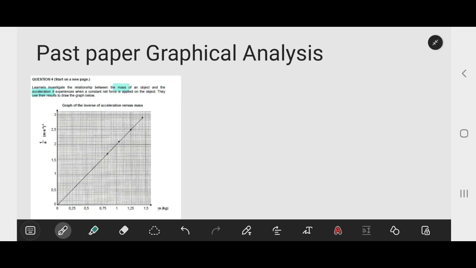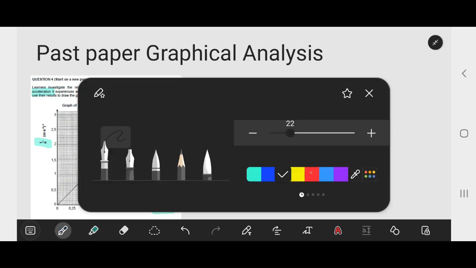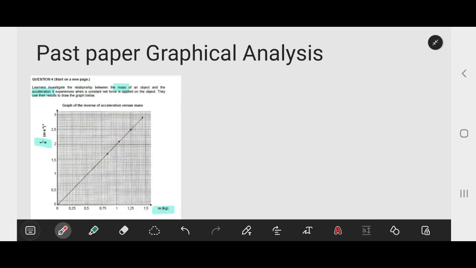So we have mass on the x-axis, and we have acceleration as an inverse on the y-axis. So the net force is not appearing. It means the net force, we can obtain it from the gradient of the graph. So let us perform our graphical analysis for this one first.